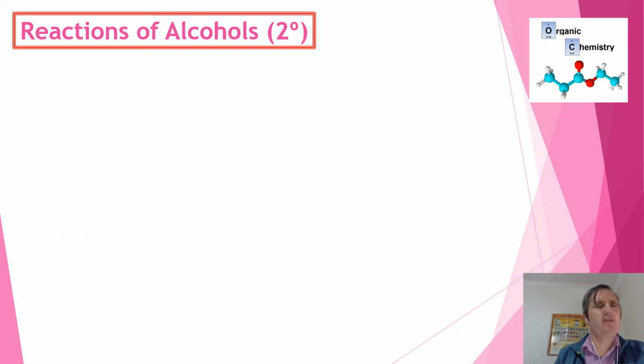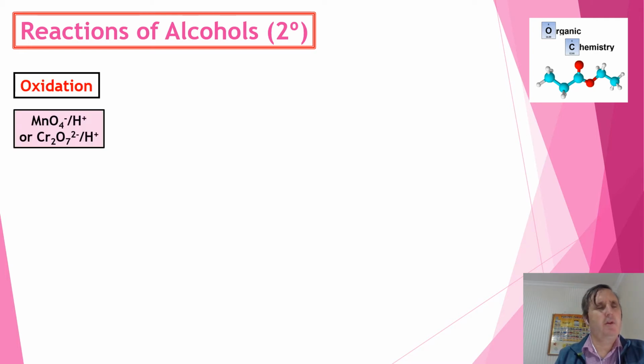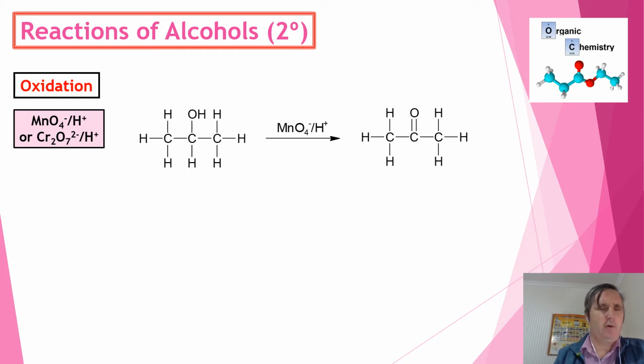Okay, so what happens to a secondary alcohol? Well, a secondary alcohol doesn't have the OH on the end of the molecule, so it's not going to be able to produce an aldehyde. Now the alcohol is found on a carbon that is not at the end, so we're going to produce the double bond in the middle, and therefore this is going to produce a ketone.